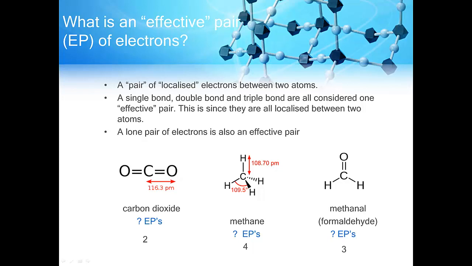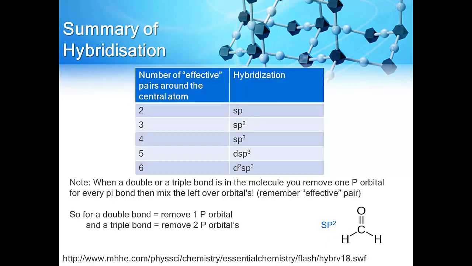Now, based on the number of effective pairs, we can use that to determine the hybridization. So, if you've got 2 effective pairs, sp. 3 effective pairs, sp2. 4 effective pairs, sp3. 5 effective pairs, there's no such thing as sp4, but there is a dsp3, because you've taken 1 d orbital, an s orbital, and 3 p orbitals. There's no more than 3 p orbitals, is there? So 5 becomes dsp3, 6 becomes d2sp3. This is how you determine the hybridization. Count the effective pairs, so look at methanal here, 1, 2, 3, must be sp2.